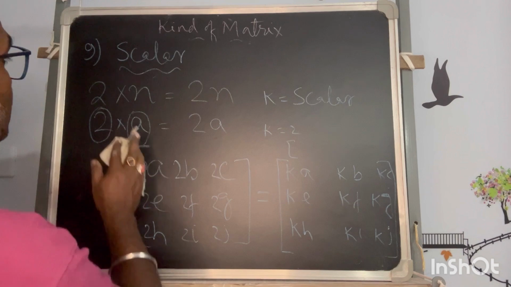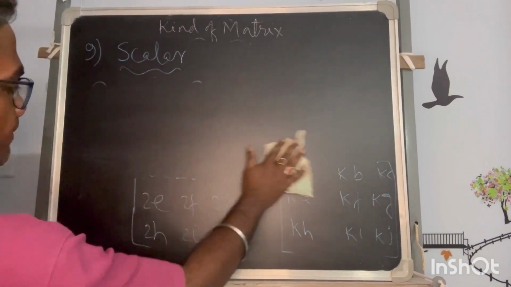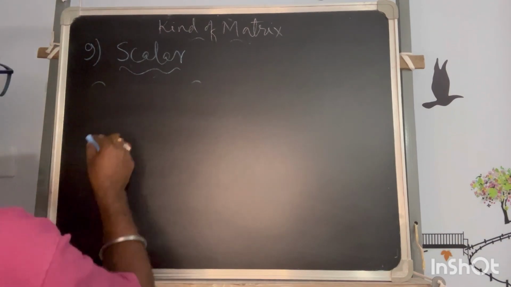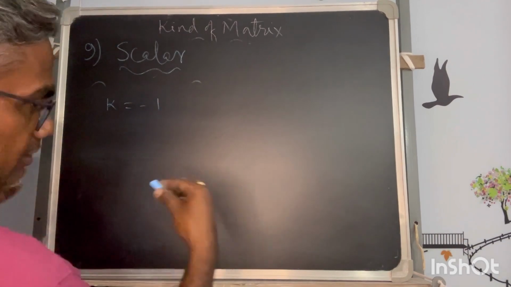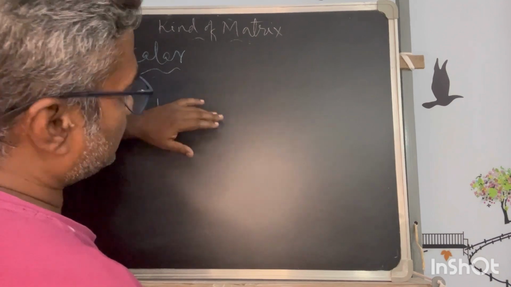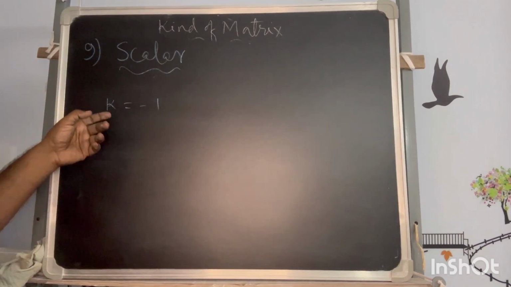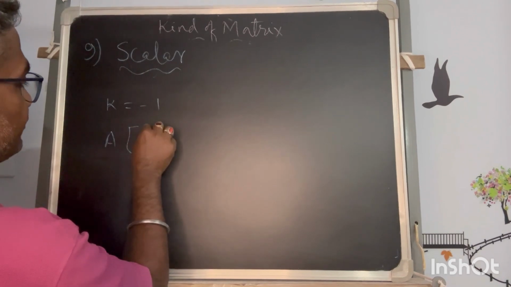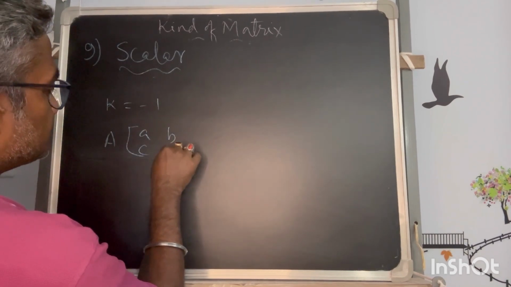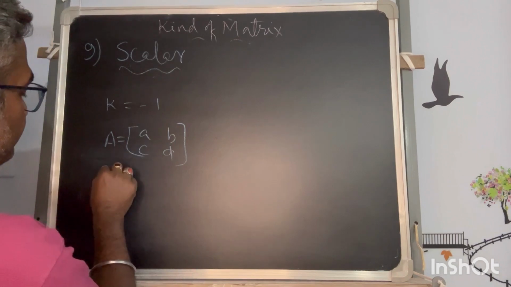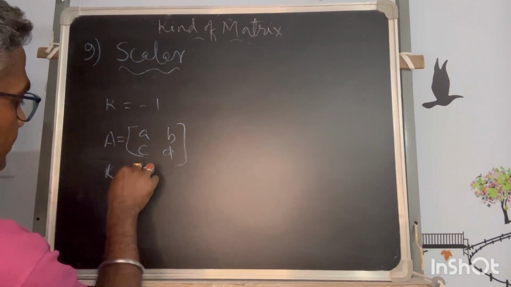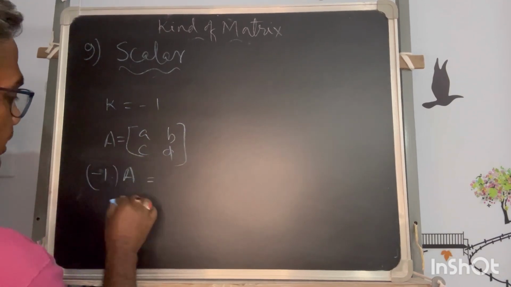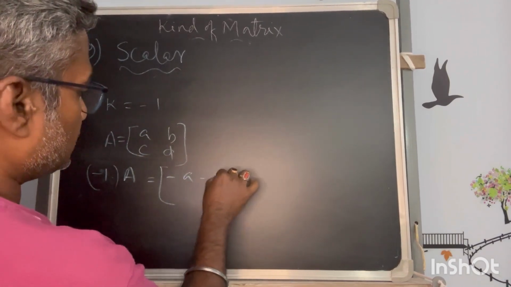Now specifically, in the case where the k value is -1, for any matrix, say the original matrix A of order 2, then k into matrix A, with k being -1, will turn into this.